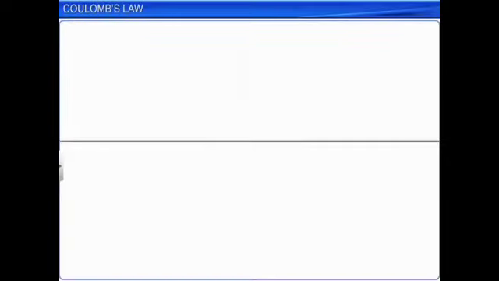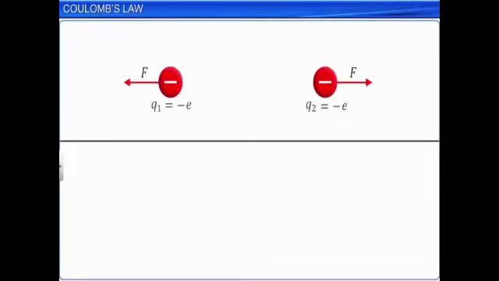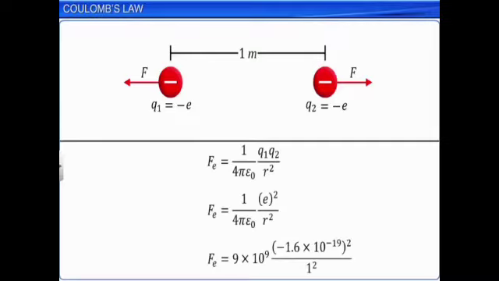Now, let us consider the electrostatic force between two electrons having a charge equal to the basic unit of charge e, which is equal to minus 1.6 into 10 power minus 19 coulomb, and separated by 1 meter in vacuum. The magnitude of the electrostatic force between them, according to Coulomb's law, is given as Fe equal to 1 by 4 pi epsilon naught e square by R square, where R is equal to 1 meter.